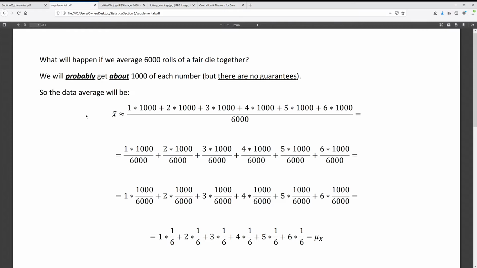6,000 numbers, all 1s, 2s, 3s, 4s, 5s, and 6s. 6,000 numbers added up and divided by 6,000. The data average X bar of 6,000 rolls. Not the balance point of possibilities, not what we're talking about at the moment. Just get 6,000 pieces of data for a fair die and average that data together.